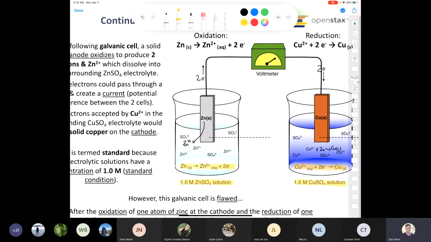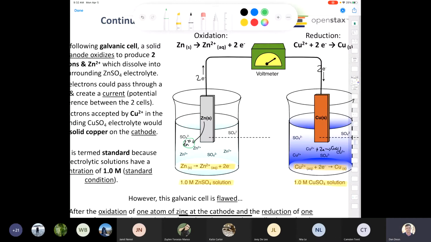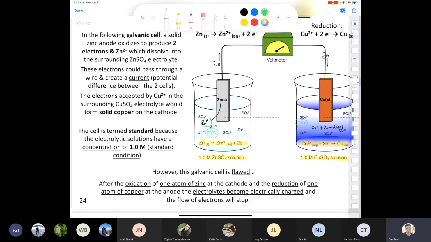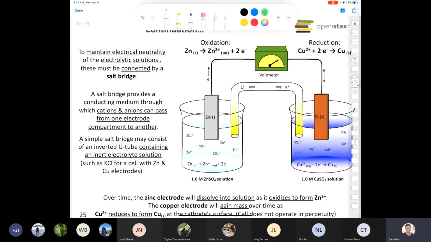If I start generating random zinc 2+ cations here, and I start decreasing the concentration of copper 2+ here, that means I'm going to have a buildup of negative charge on this side, and a buildup of positive charge on this side. So we've got to have a way to balance out the excess charges that are being formed. And the way that we do that is we use what's called a salt bridge.